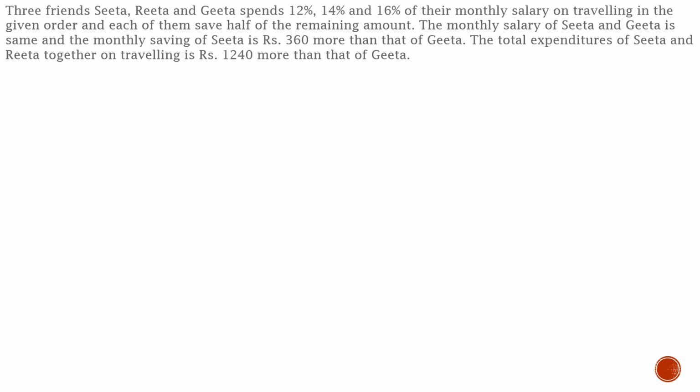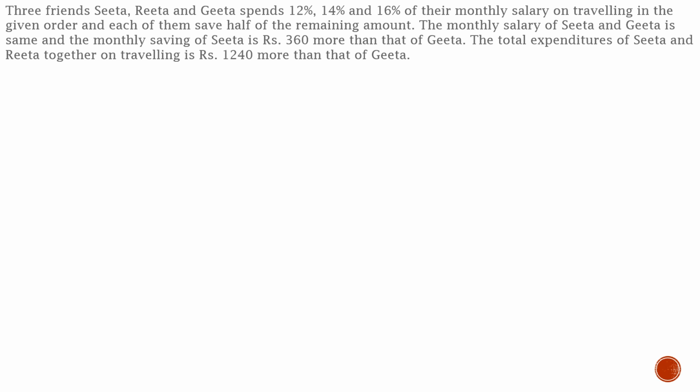Second question on comprehension. Three friends, Sita, Rita, Geeta, spent 12%, 14% and 16% of their monthly salary on traveling in the given order, and each of them saves half of the remaining amount.